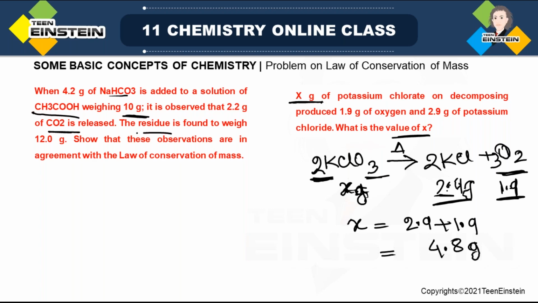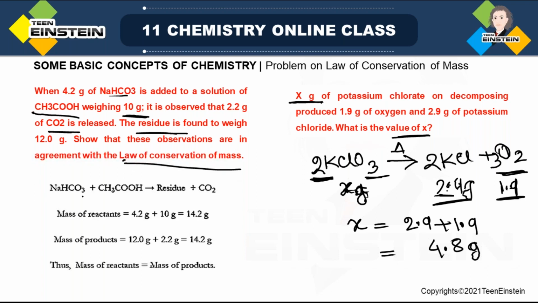And there is also some residue. It is not clearly mentioned in the question what the actual products are. It is simply mentioned that one of the products is CO2 and the rest is mentioned as a residue. What is present in the residue is not mentioned, but it is mentioned that except CO2, the rest may be products or any unreacted starting material. So this residue has a weight of 12 gram. Show that these observations are in agreement with the law of conservation of mass. So from this you have to prove that this law is obeyed.